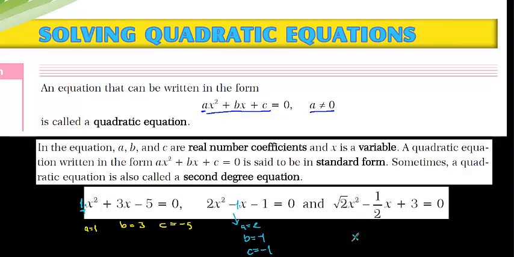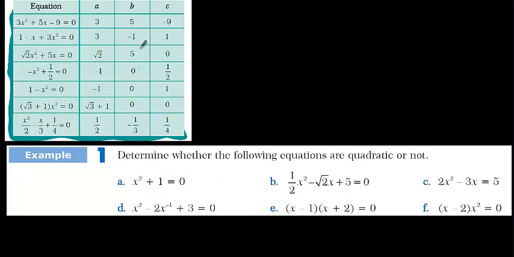Sometimes b or c can be equal to 0. Let's say x squared plus 2x is equal to 0 is also a quadratic equation, where a is equal to 1, b is equal to 2, and c is equal to 0. Okay. Then here it's also given that for 3x squared plus 5x minus 9, a is equal to 3, b is equal to 5, and c is equal to minus 9.